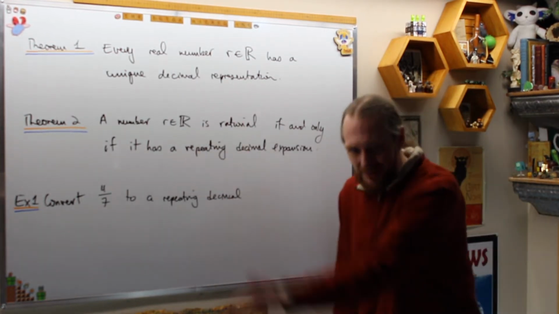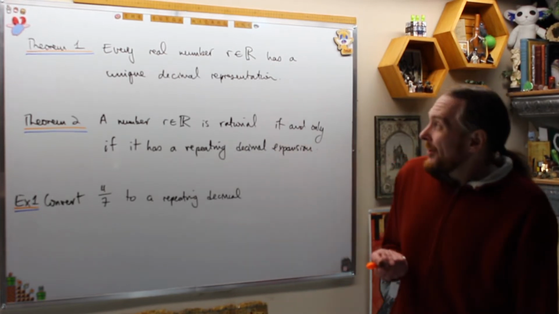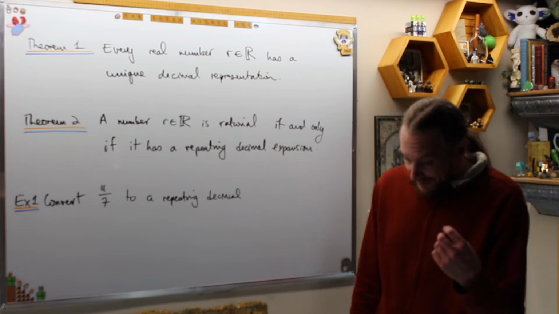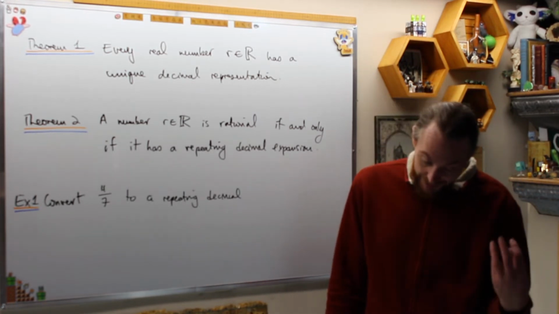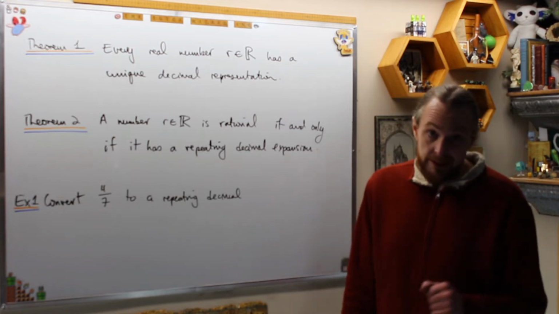Essentially, the theorem says that you can do that for all rational numbers, if and only if every real number R has a unique decimal representation. So that says two things, existence and uniqueness. First of all, there is one representation for every number, and there isn't more than one, that's unique.